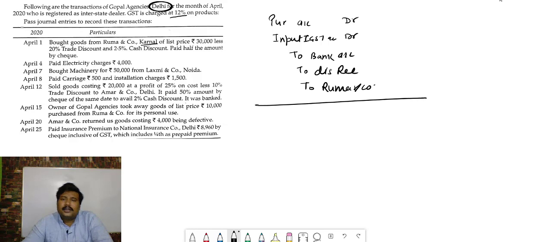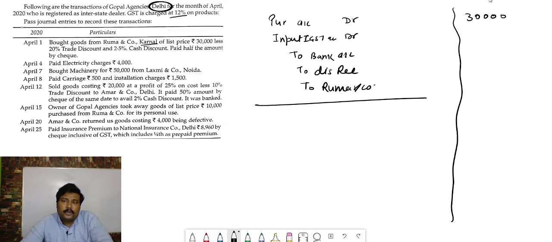If you want, you can pass a different entry. But I told you at the time of teaching journal that we can pass a compound entry when the debit or credit is the same. So see this picture. Now this is the entry. How we will do the amount calculation, that you see.